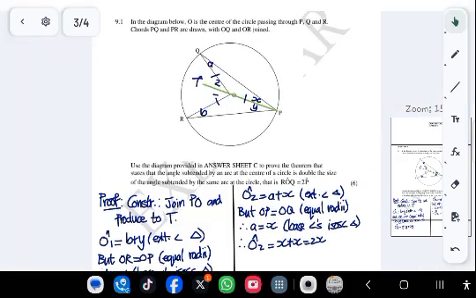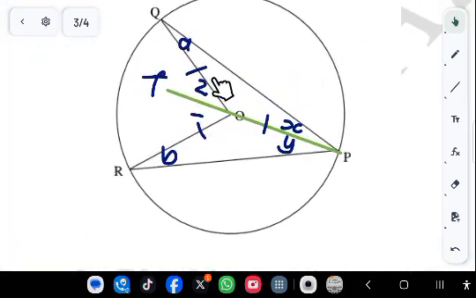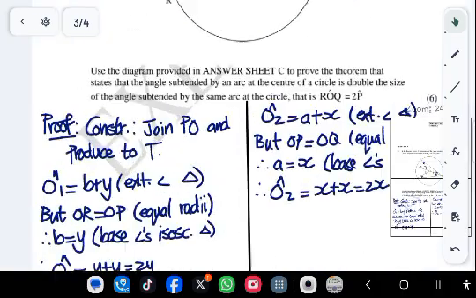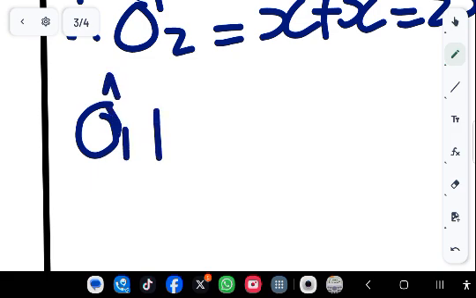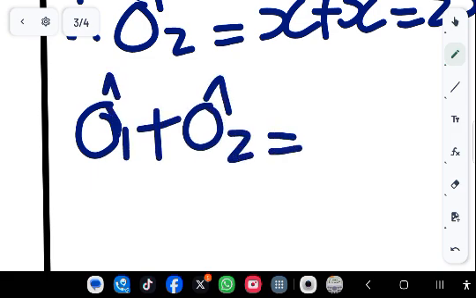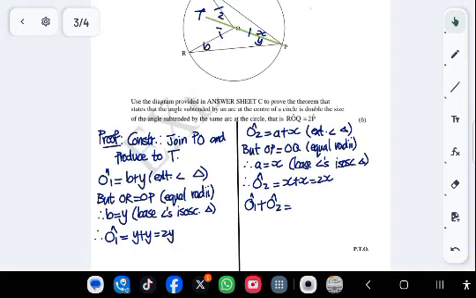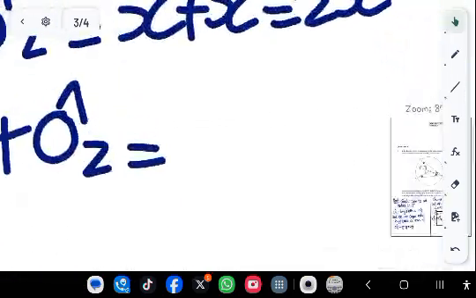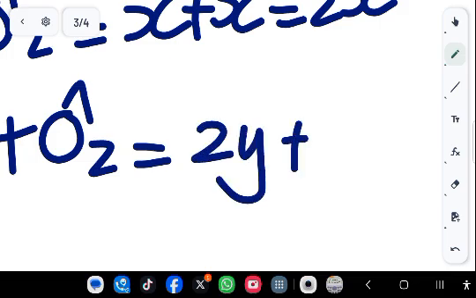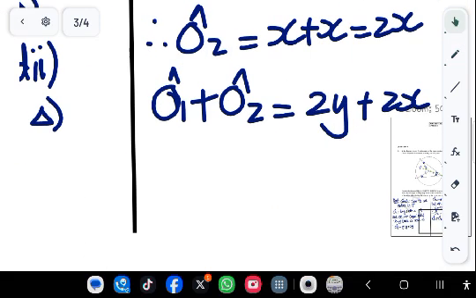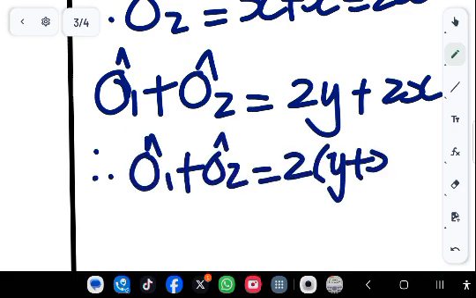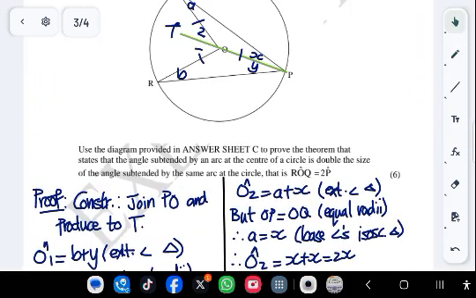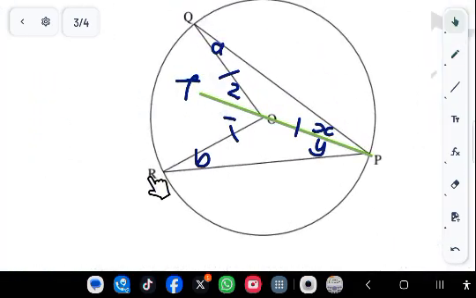Now let's add the two angles O1 and O2, which is angle ROQ. Angle O1 plus angle O2 equals, O1 is 2y, O2 is 2x. So that will be 2y plus 2x. So what we do now is take out a common factor. Therefore, angle O1 plus angle O2 equals 2 in bracket y plus x. But notice that angle O1 plus angle O2 is simply angle ROQ.